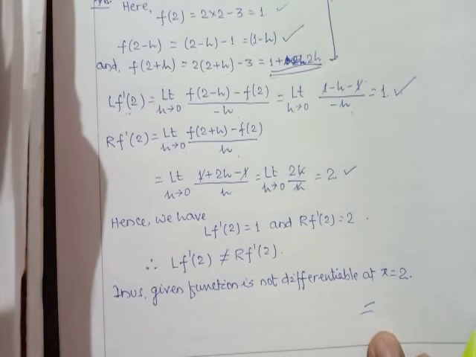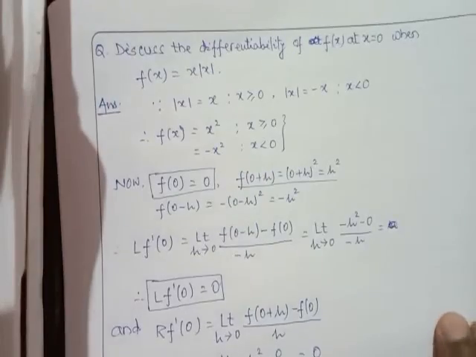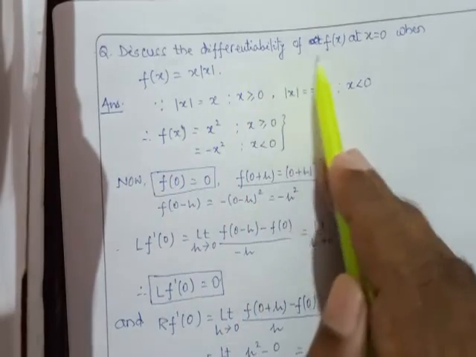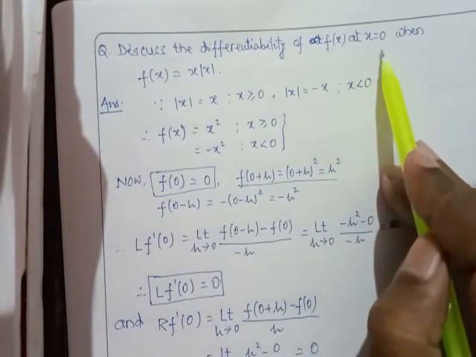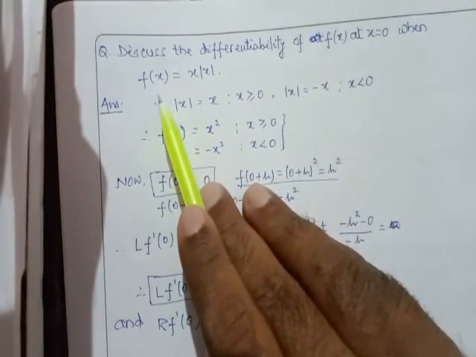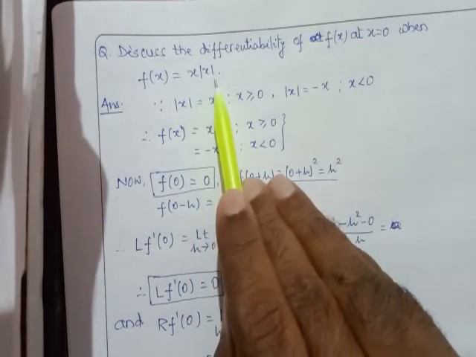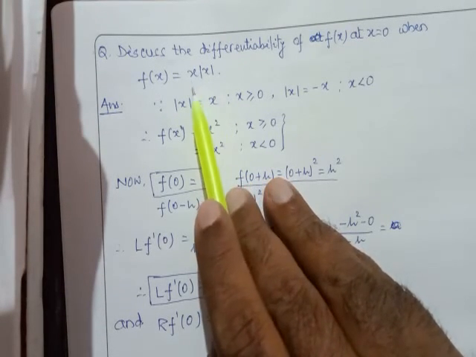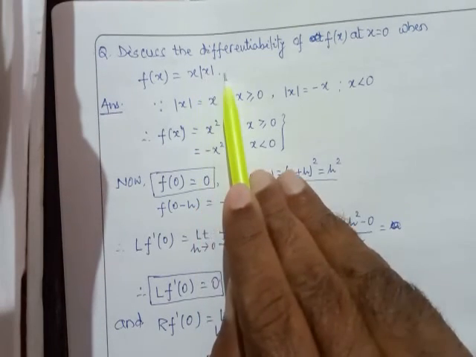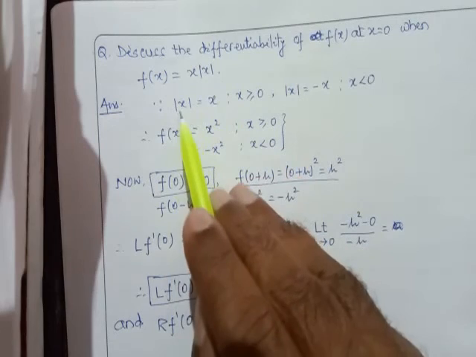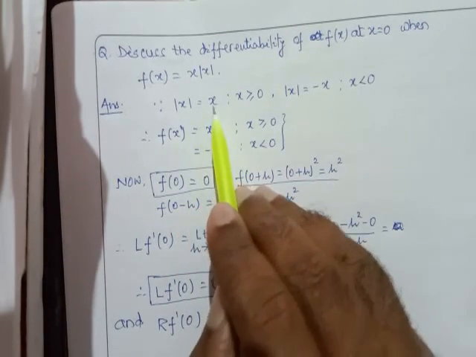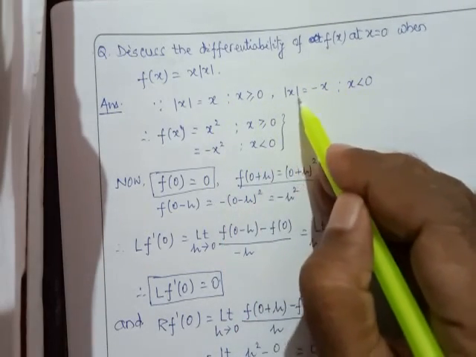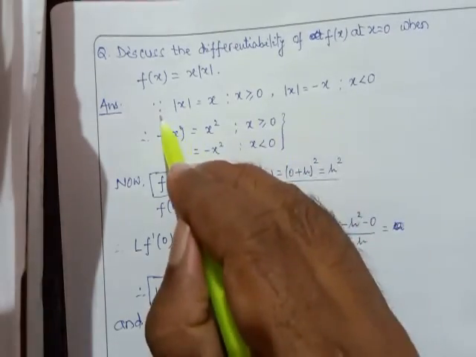So see another question. In the next question, you have to discuss the differentiability of f(x) at x equal to 0, when f(x) is equal to x into modulus of x. So students, first recall the definition of modulus of x. You know already modulus of x is equal to x when x is positive, positive means greater than or equal to 0, and is equal to minus x when x is less than 0.